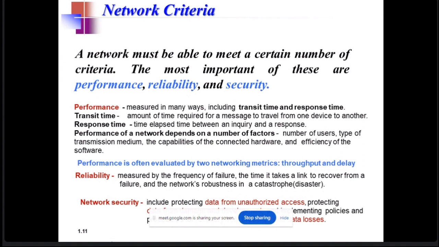What is performance? We can measure performance in many ways, for example transit time and response time. What is transit time? What is response time? Transit time is the time required to send a message from one device to another device.